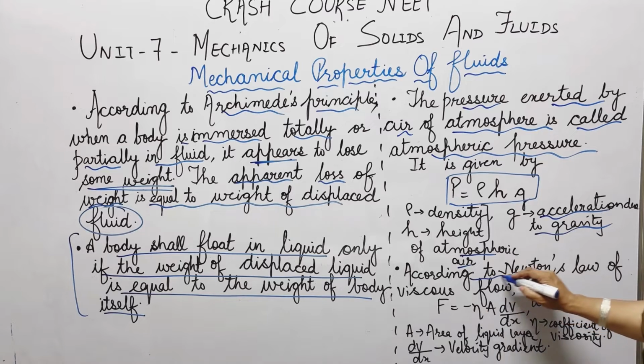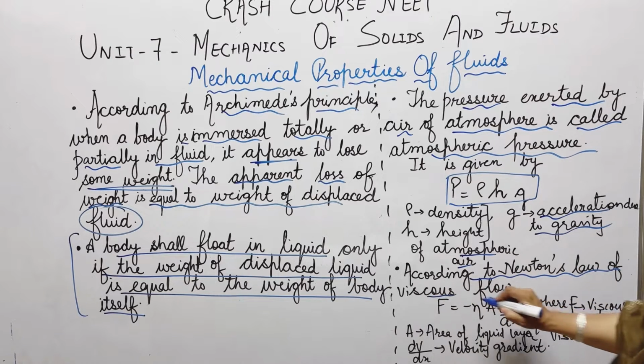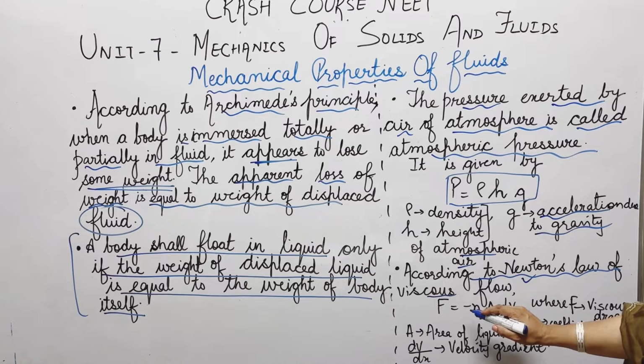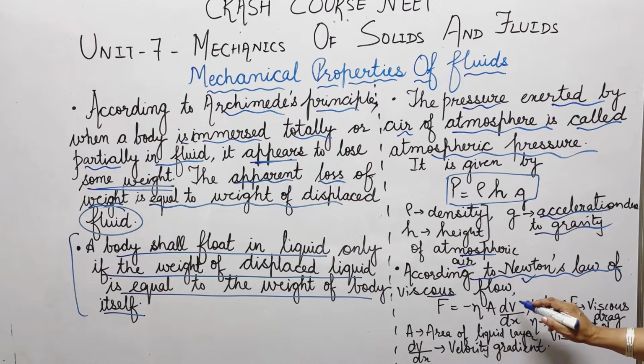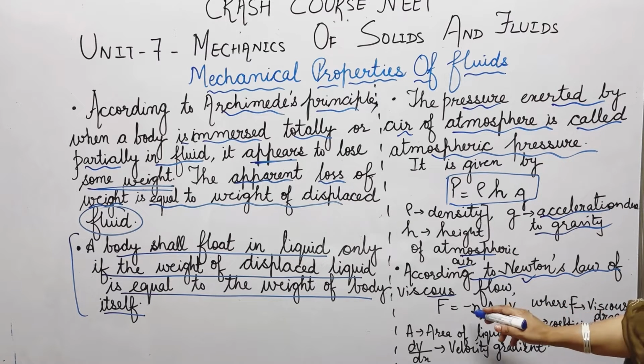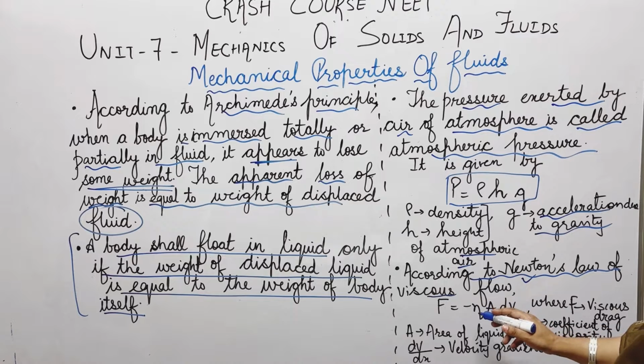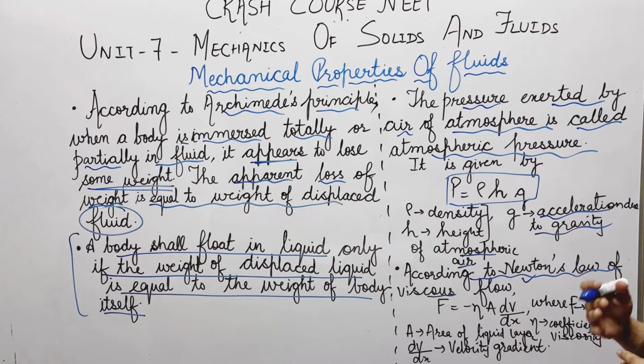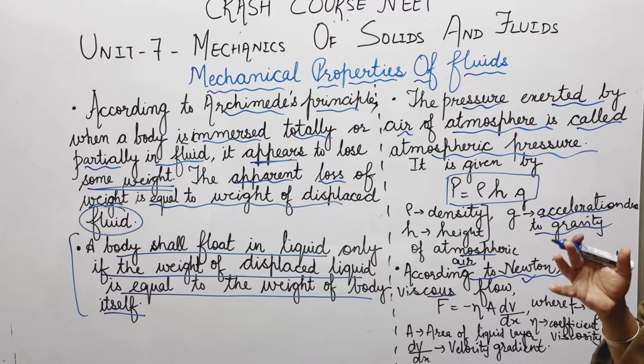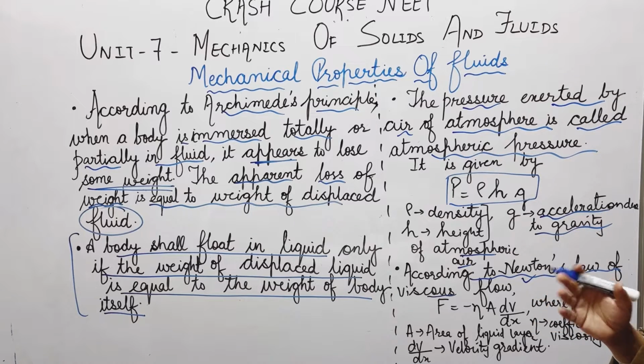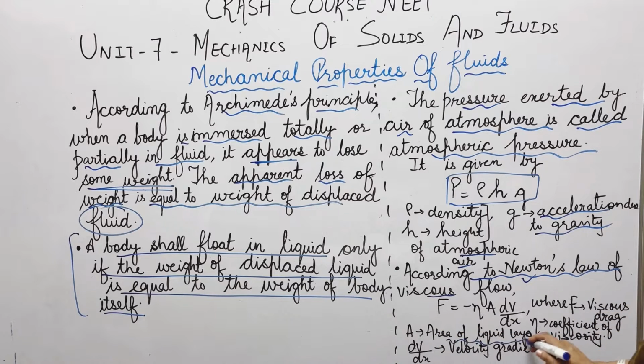The next is Newton's law of viscous flow. According to it, the force is equal to minus eta A dV by dx. The minus sign here indicates that viscous flow is basically a flow that is being resisted because of the force of friction. So that is why the minus sign is here. A is the area of the liquid layer, dV by dx is the velocity gradient, and F is the viscous drag. Eta is the coefficient of viscosity here.